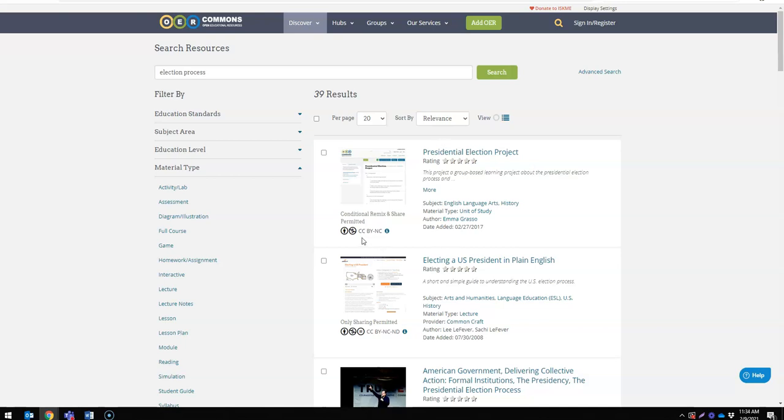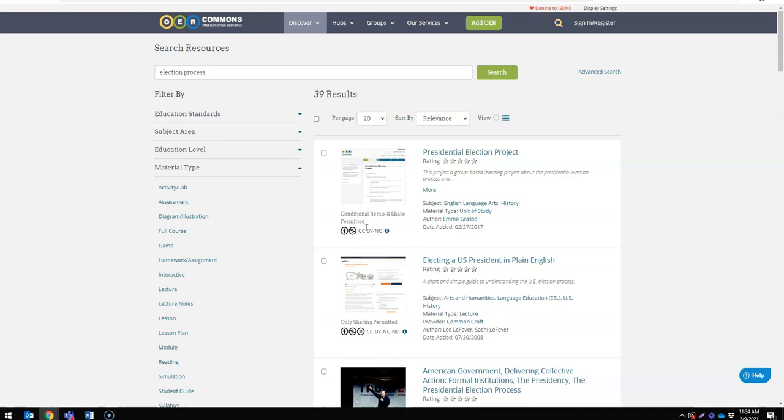CC stands for Creative Commons, and those licenses allow for a mix of options that you can do with that resource. So here you can see that this particular license says conditional remix and share is permitted. This one, with different symbols, says only sharing is permitted. Now, depending on how the author chose to license it, gives you specific rights. If you're not sure what that license means in its entirety, this little blue icon, if you roll over it, will tell you. This prohibits commercial use. It's open to use, share, and change for non-commercial use. You must provide attribution to the original author, and we'll talk about attribution in a minute.